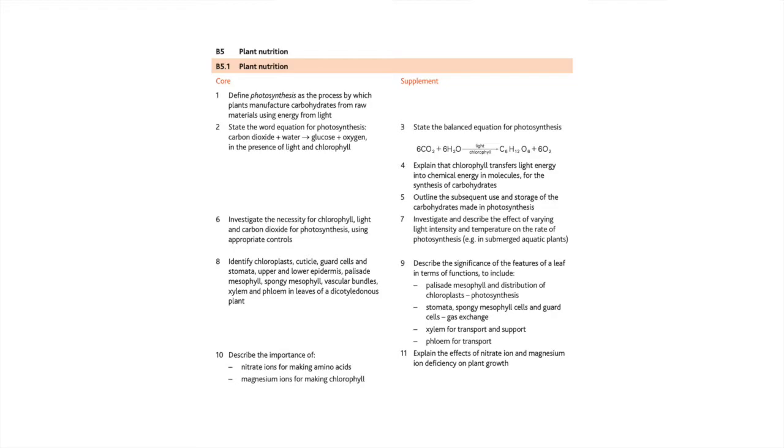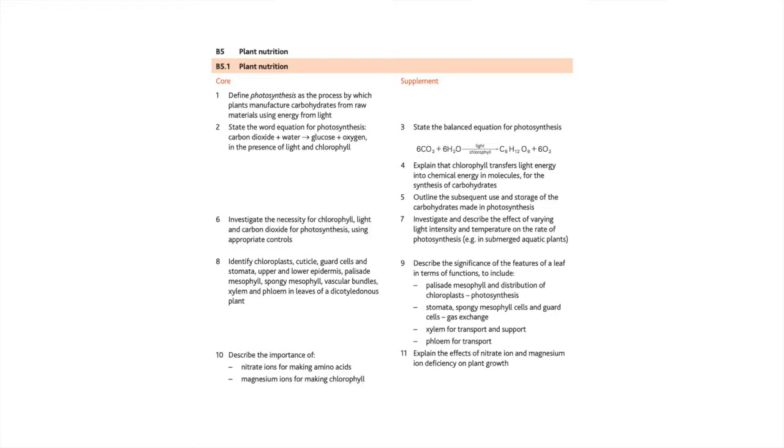The core topic includes: define photosynthesis as the process by which plants manufacture carbohydrates from raw materials using energy from light; state the equation for photosynthesis; investigate the necessity for chlorophyll, light, and carbon dioxide for photosynthesis using appropriate controls; identify chloroplasts, cuticle, guard cells, and stomata, upper and lower epidermis, palisade mesophyll, spongy mesophyll, vascular bundles, xylem, and phloem in leaves of a dicotyledonous plant; describe the importance of nitrate ions for making amino acids and magnesium ions for making chlorophyll.